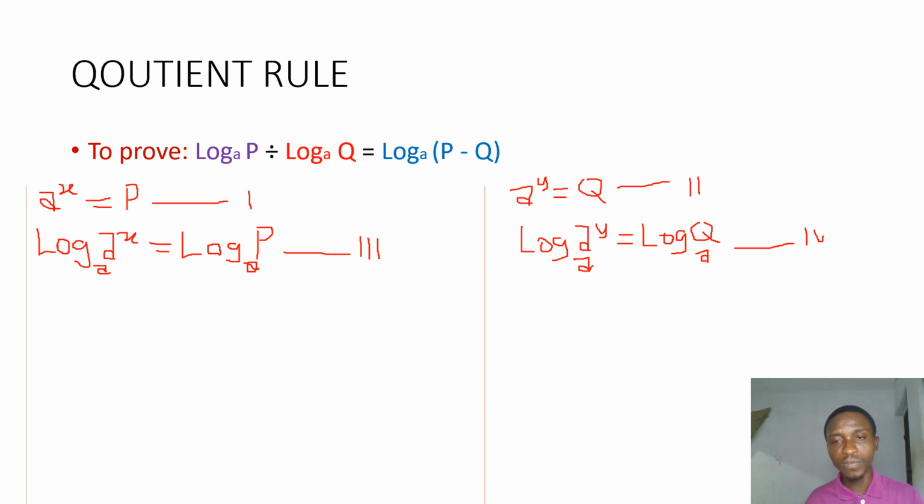So we are now simplifying equation 3 and 4. And what are we doing in equation 3 and 4? We are bringing this x and y down. This x, we want to turn them to the subject of the formula, as well as this y. In order to do that, we'll need to apply the exponential law of logarithm. We have to apply the exponential law.